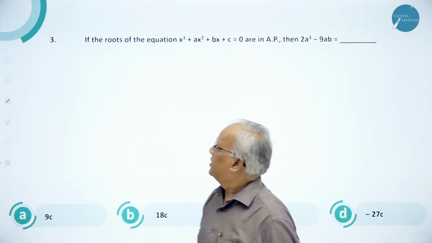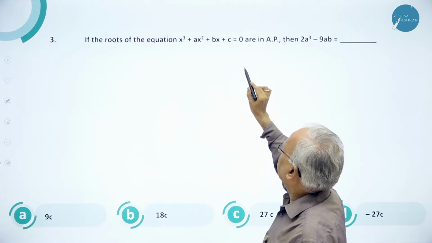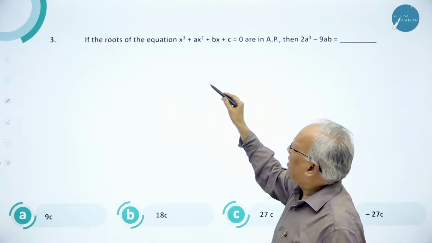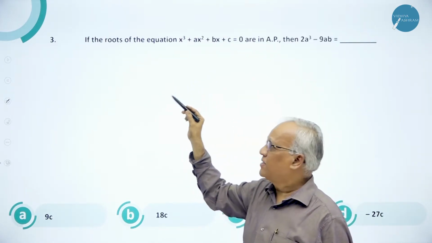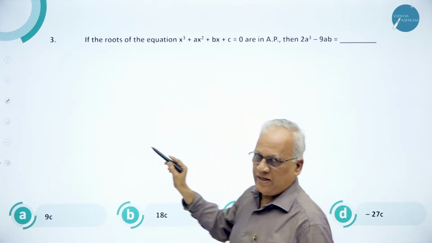Okay. Question number 3. If the roots of the equation x cube plus ax squared plus bx plus c equal to 0 are in AP, then 2a cube. So you can ignore this question because it's not in the NCERT syllabus. So you can go to the next question.